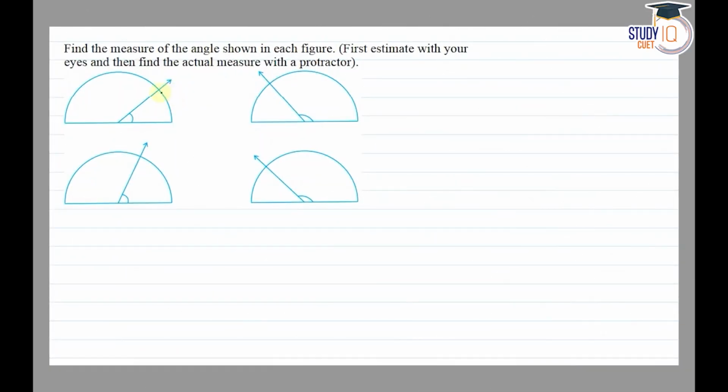Hello everyone, this question appears in the Class 6 NCERT chapter Understanding Elementary Shapes. This is the 8th question of Exercise 5.4. The question says: find the measure of the angle shown in each figure. First estimate with your eyes and then find the actual measure with a protractor.